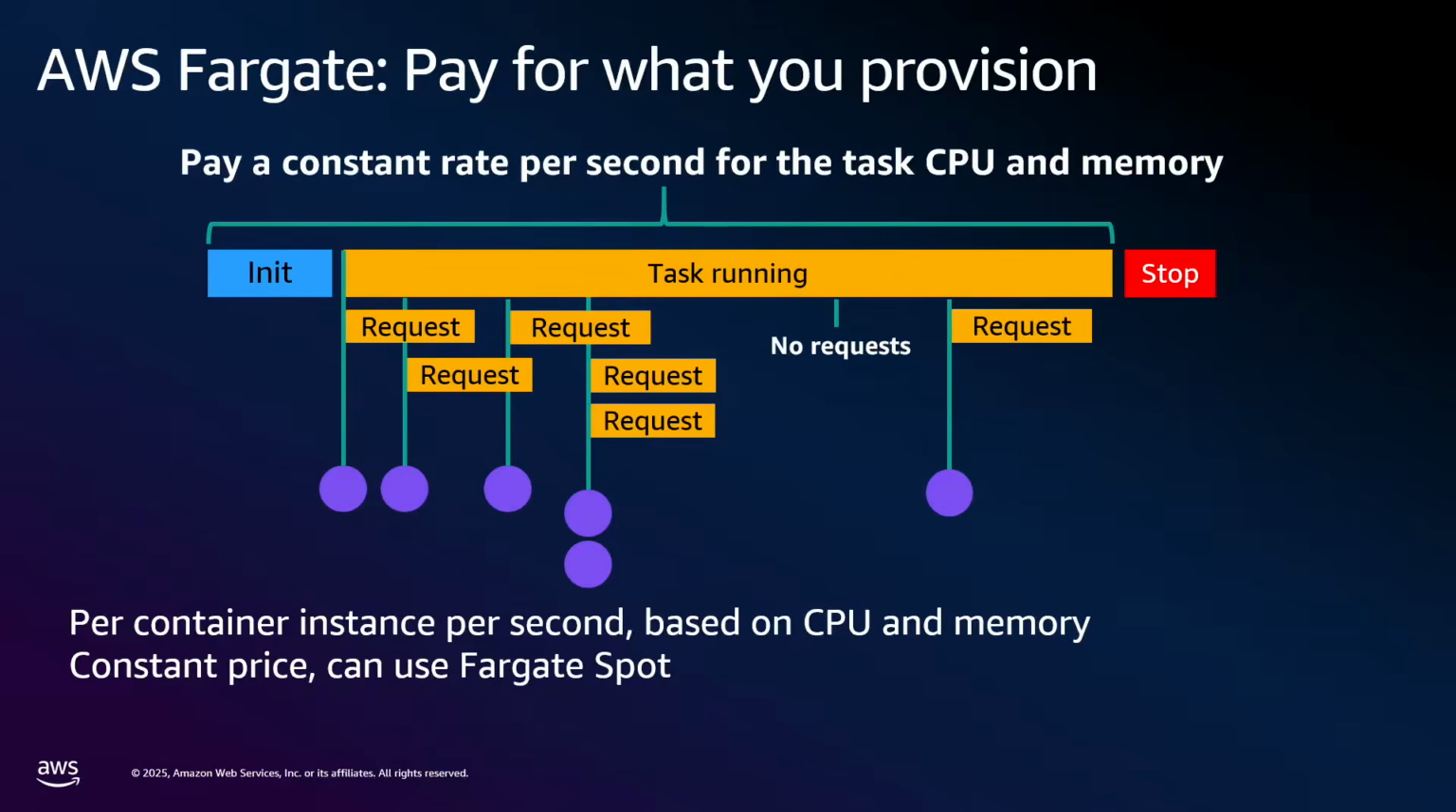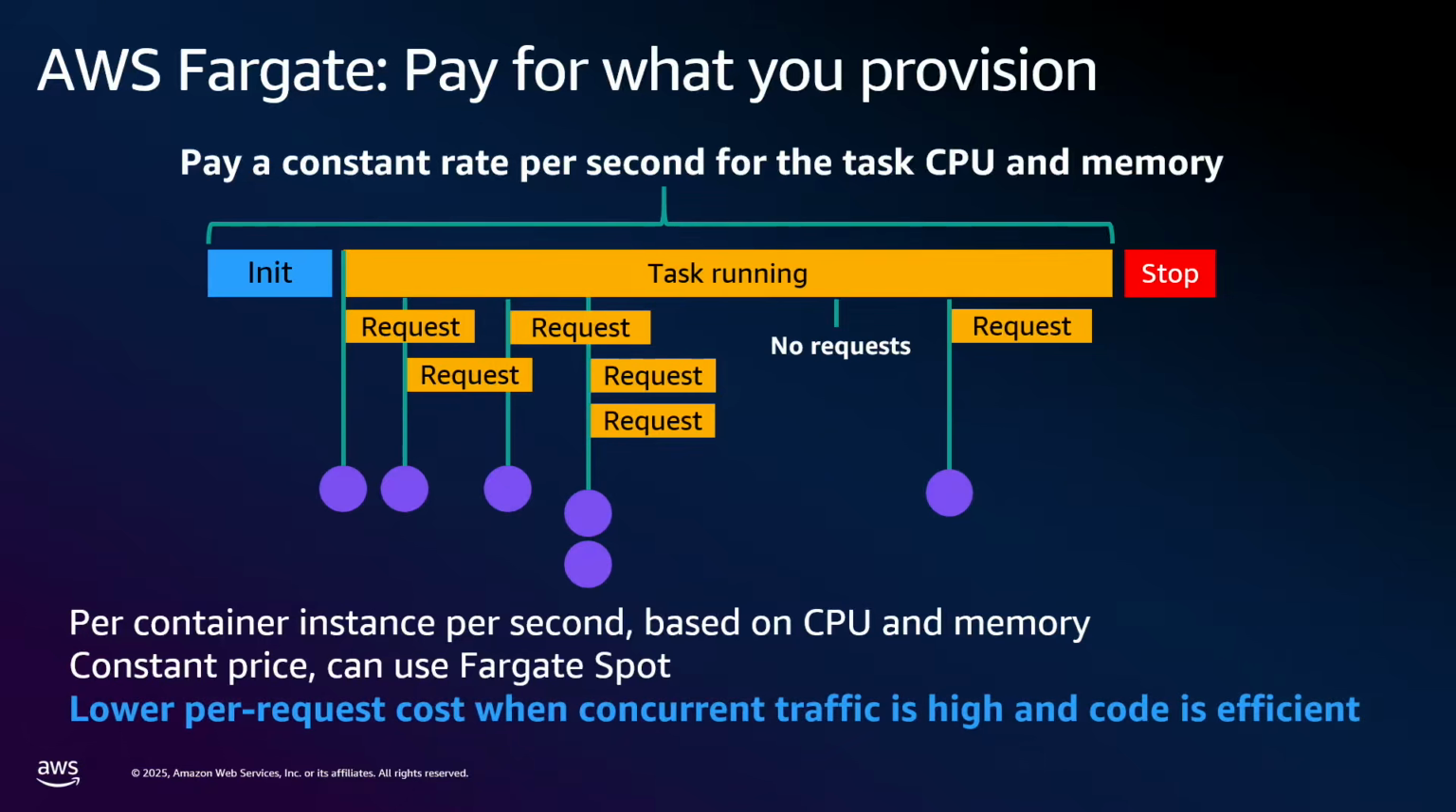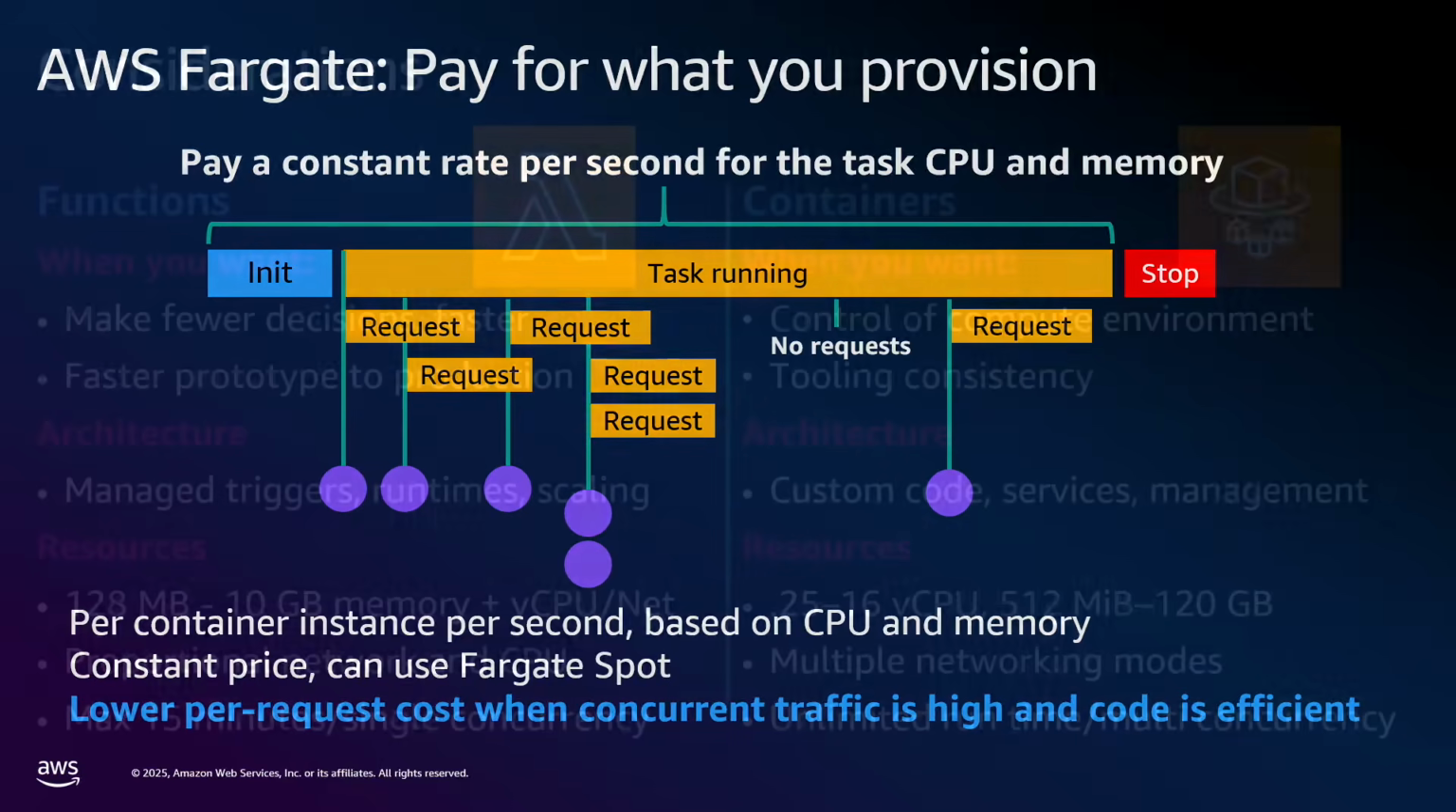So compared to Lambda, the pricing model is pay for what you provision rather than Lambda's pay for what you use in milliseconds. So your container starts and you are charged per second based on the CPU and memory that you configure. But this means it could be more efficient to run when you have high concurrency. Lambda has single concurrency, like we talked about. But you can use multi-concurrency with Fargate and potentially get a lower per request cost.